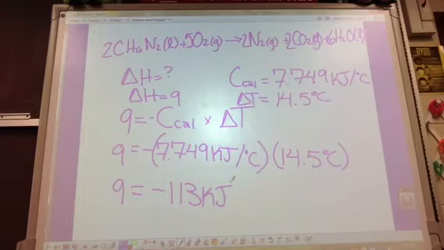But they asked me to calculate the heat of the reaction for the combustion of a mole of CH6N2.